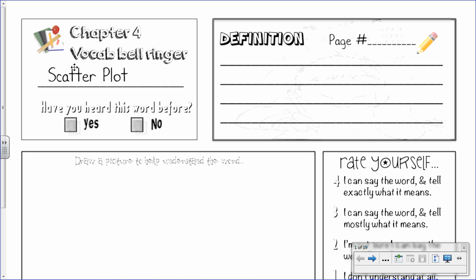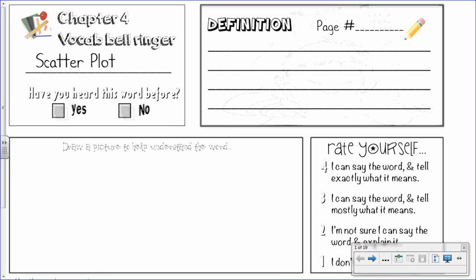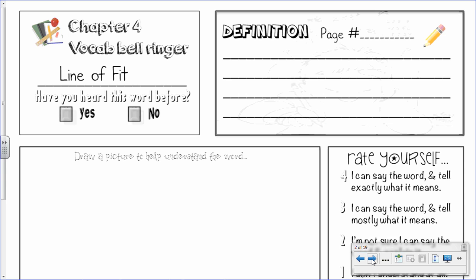Okay, now you guys should have already done scatter plot, right? I think we did this the other day. You need to go back and finish that. What was the other one? Line of fit. Okay, so you have scatter plot and line of fit. You guys just got both those two done, right?